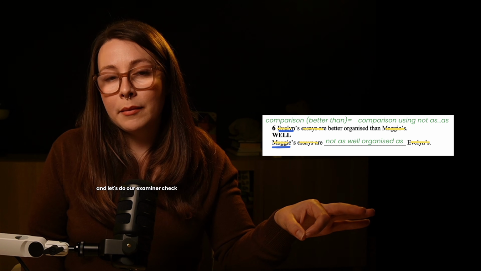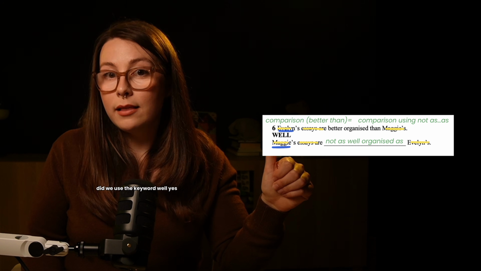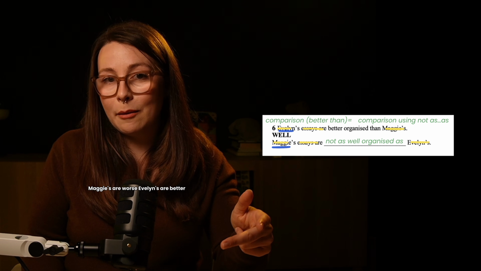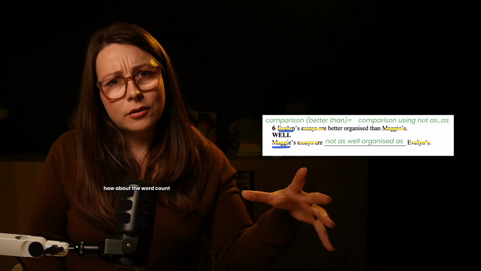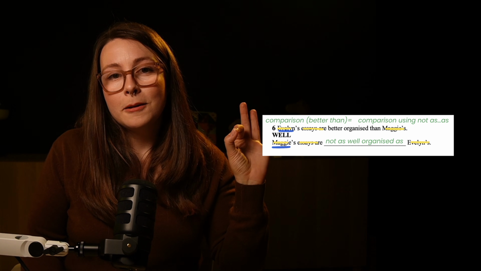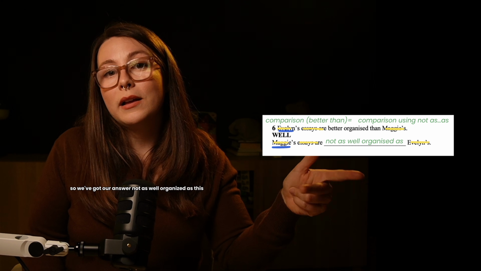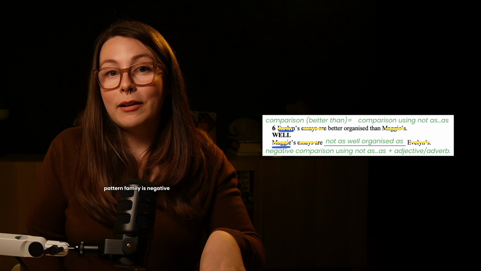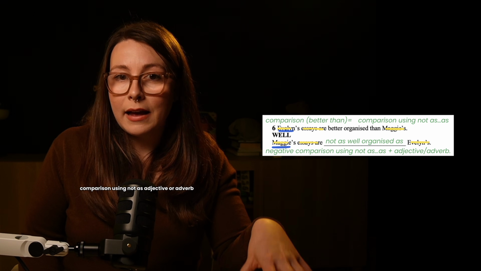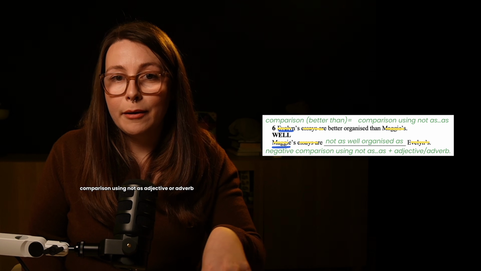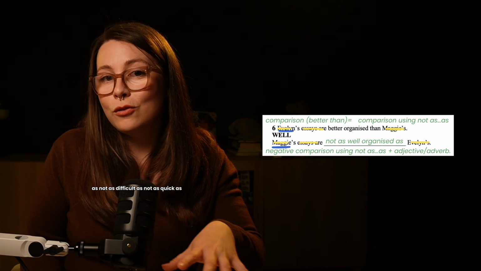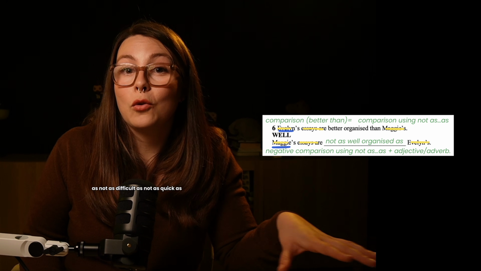And let's do our examiner check. Did we use the keyword well? Yes. Is the meaning the same? Yes. Maggie's are worse, Evelyn's are better. How about the word count? Not as well organized as, 5 words. Perfect. So we've got our answer, not as well organized as. This pattern family is negative comparison using not as, adjective or adverb as. Not as delicious as, not as beautiful as, not as difficult as, not as quick as.